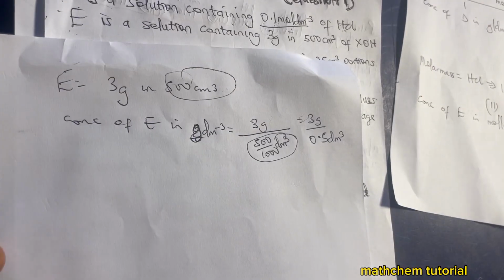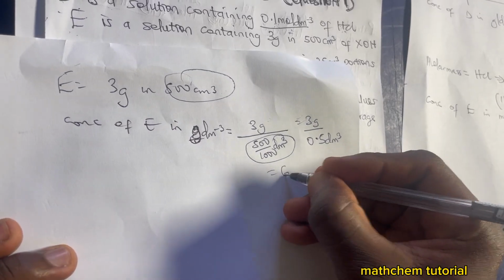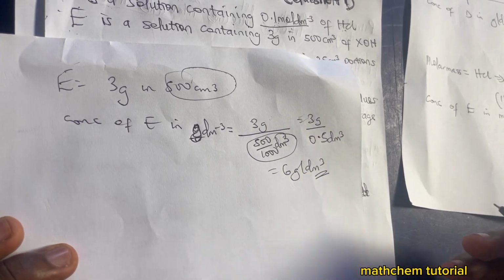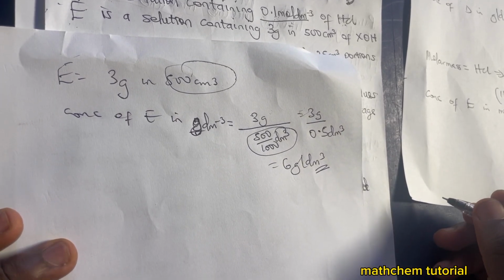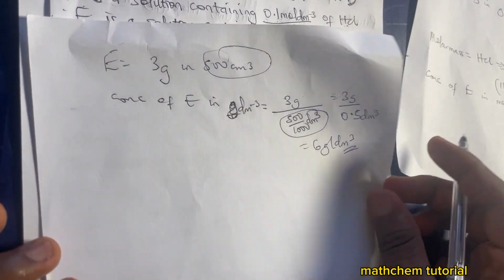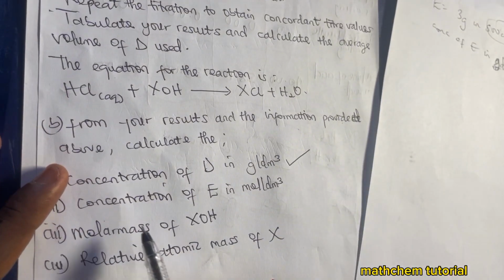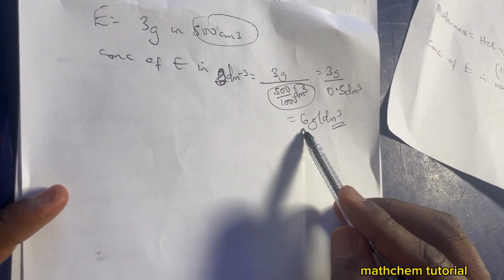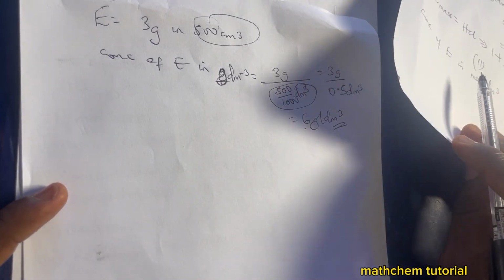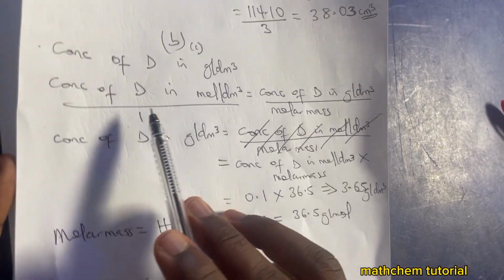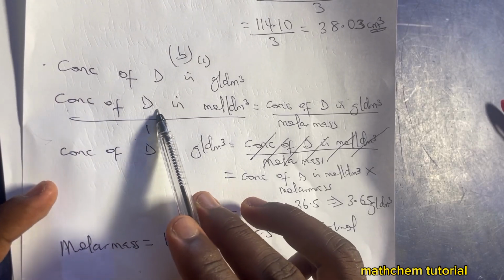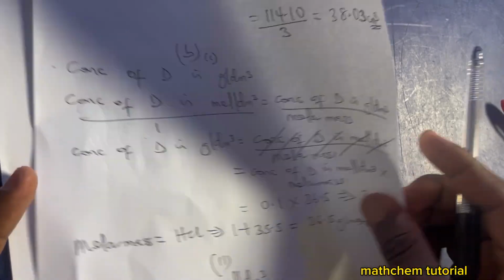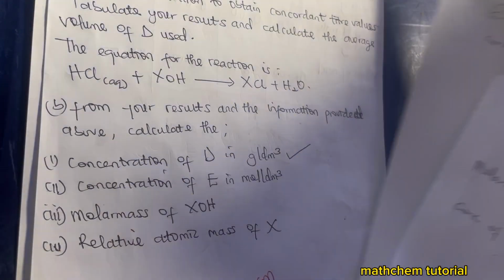So that's 6, so that will now be 6 gram per dm cube. So that's the concentration of E in gram per dm cube. Remember that this question says that we should calculate the concentration of E in mole per dm cube. But from here, I've gotten E in gram per dm cube. So I can now use this formula to calculate the concentration of E in mole per dm cube, according to the question.